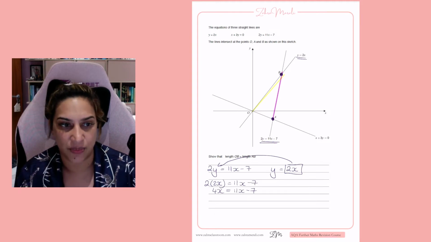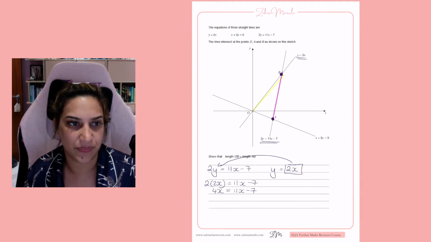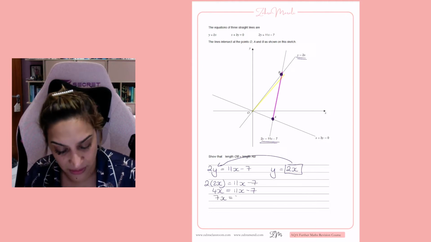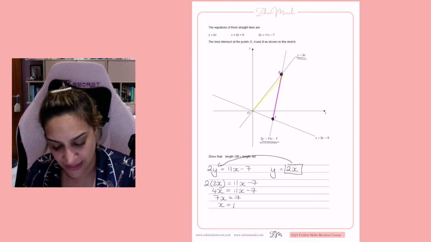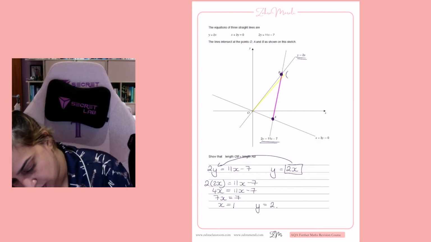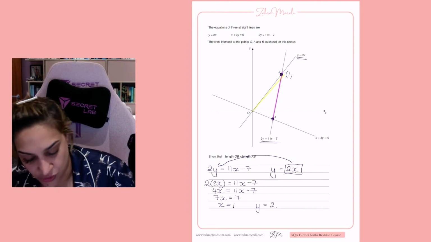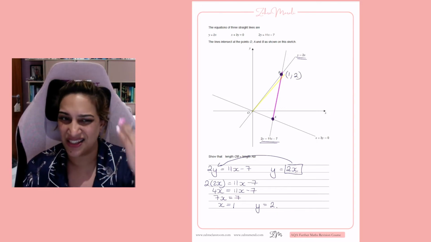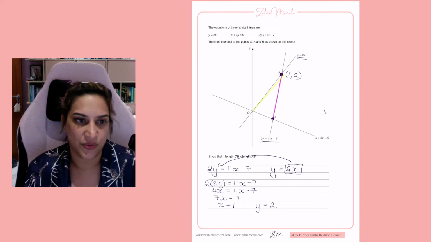So we end up with 7x = 7. So x is 1. Now if x is 1, y must be 2. So we know this coordinate here is (1, 2), because 2 times 1 is 2. Which makes sense. It's in the positive axes, so we're all good here.